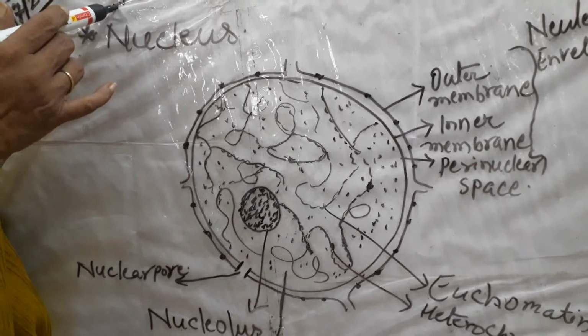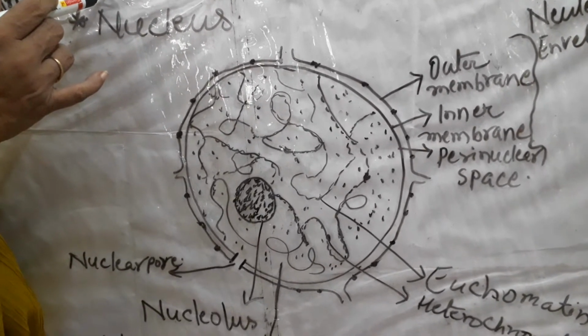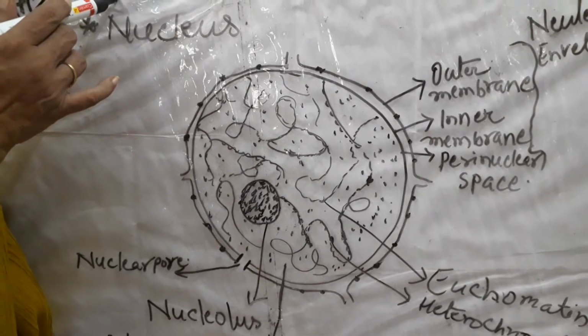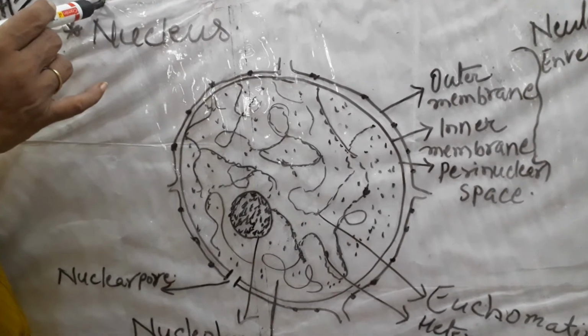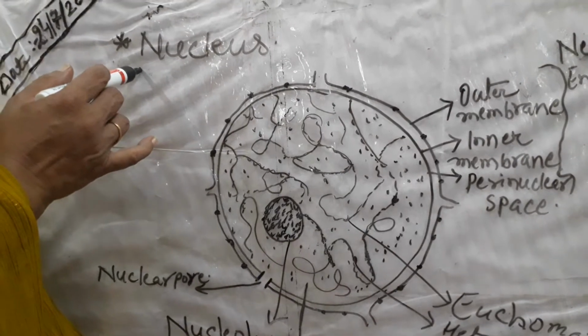The centriole forms the basal body of cilia or flagella, and spindle fibers that give rise to a spindle apparatus during cell division in animal cells. Now, nucleus.